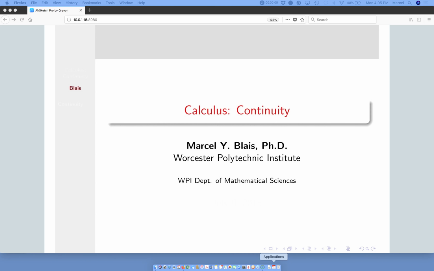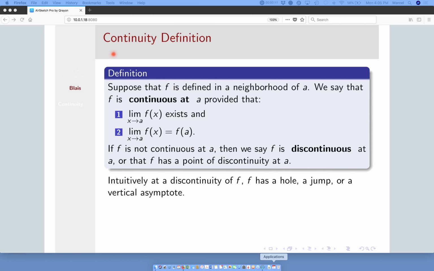In this lecture, we will explore the concept of continuity. So first, our formal definition. Suppose that f is defined in a neighborhood of the point A. Neighborhood just means an open interval around A. We say f is continuous at A, provided that two conditions hold.